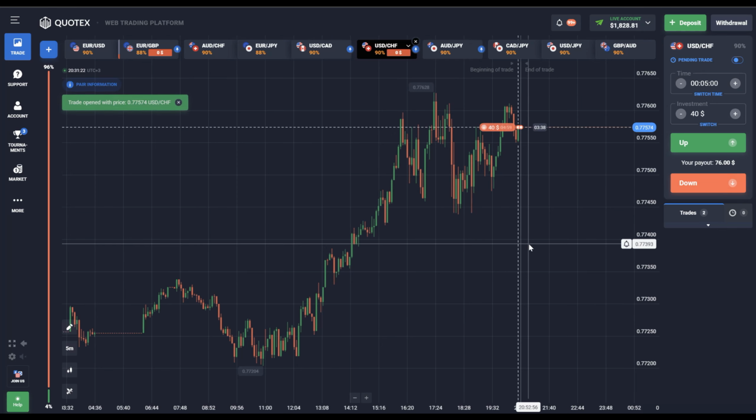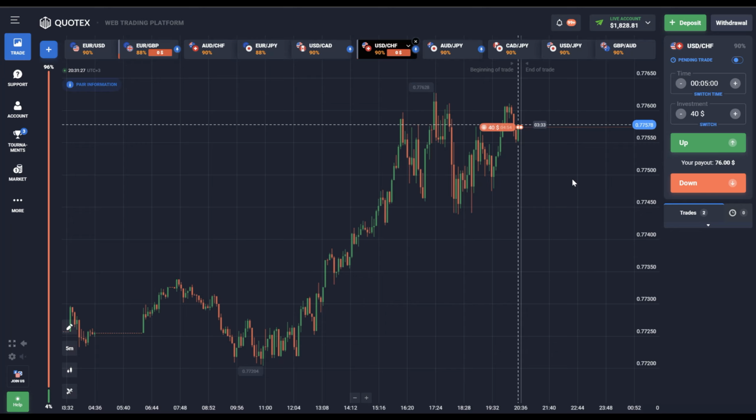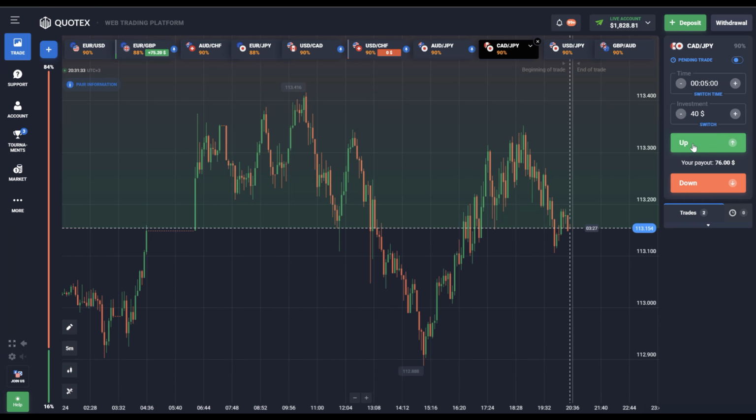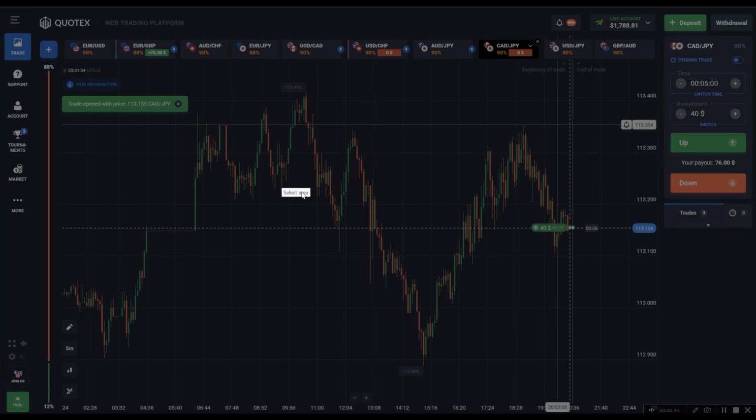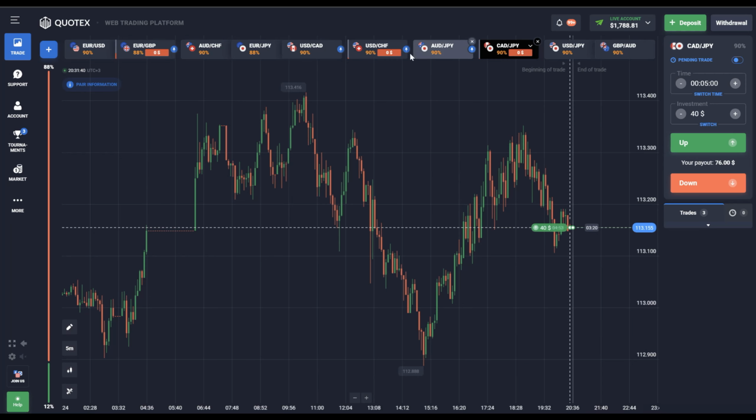US dollar Swiss franc, I'll also open a downward trade. Resistance zone, local maximum, everything is simple here. I've opened the trade. Canadian dollar Japanese yen, I'll open an upward trade. Support zone, the price has dropped to the zone. I'm opening the trade for an increase.